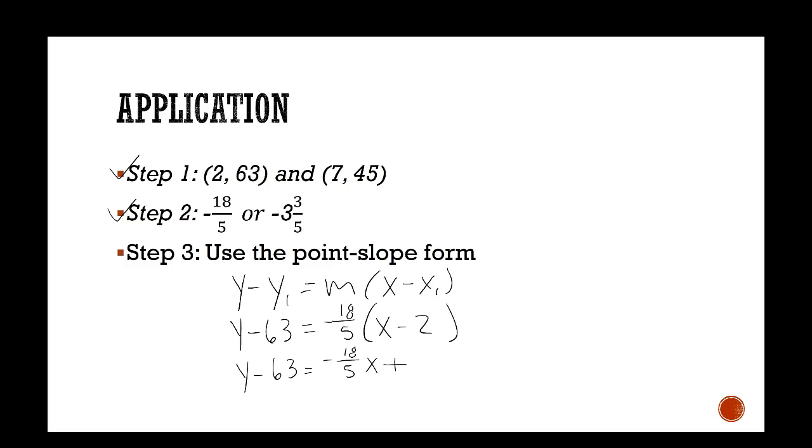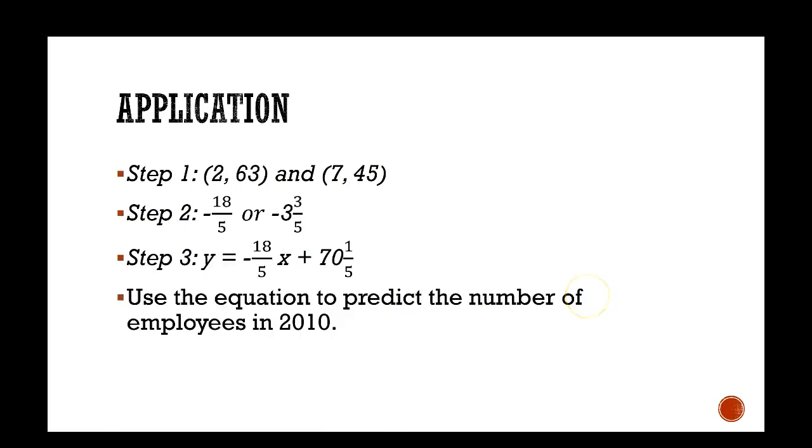18/5 times 2 gave me 7 1/5. I would add the 63, and that's going to give you y equals negative 18/5 plus 70 1/5. Oh, sorry, I forgot my x there. Okay, so that would be my equation. So ordered pairs, slope, then use the point slope form. Okay, and that's where I'm at right there.